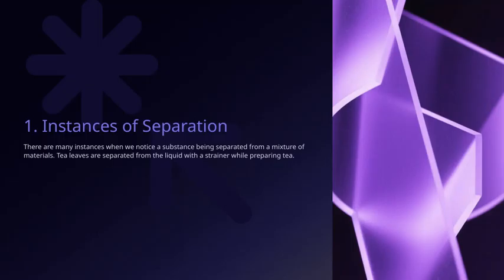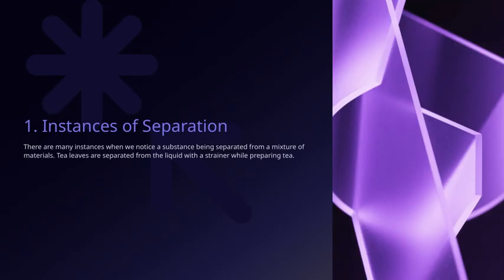Now, let's look at some common instances of separation that we encounter in everyday life. For example, when we prepare tea, we often use a strainer to separate the tea leaves from the liquid. This is a simple but effective way to ensure that only the flavorful liquid makes it into our cup, leaving behind the leaves. The key idea here is that separation helps us isolate specific components from a mixture, making it easier to use or consume. Throughout this presentation, we'll explore various methods of separation and see how they are applied in different contexts to solve real-world problems.